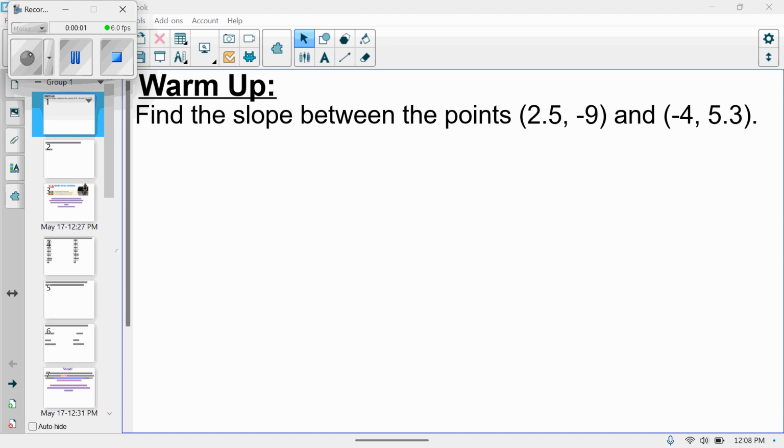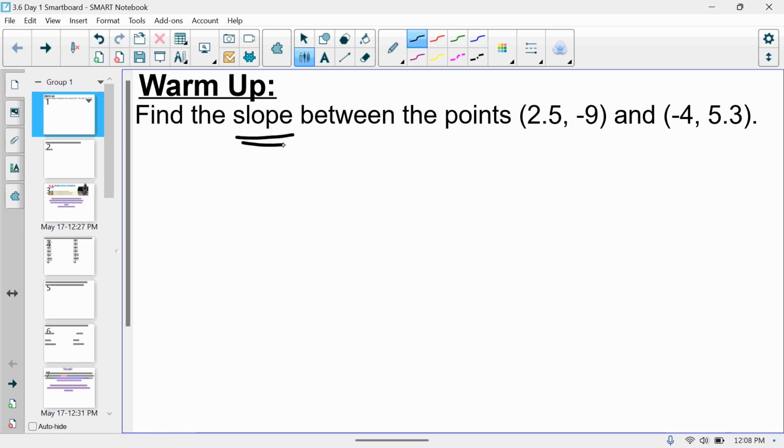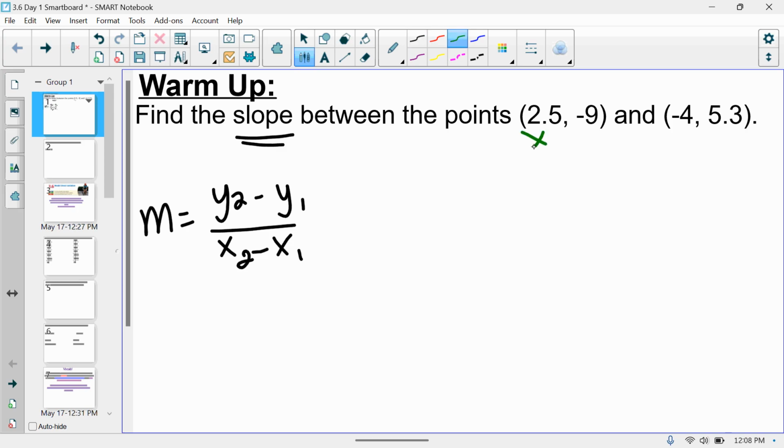Okay, if we had a picture in front of us and we wanted to find the slope, remember we could just count the rise over the run. If we don't have a picture, that's when we're going to be using this formula. Remember, M stands for the slope. So remember, the first thing we should probably do is label that X comes first in an ordered pair, then Y. And then remember, it doesn't really matter which one you call point 1 and which one you call point 2. I usually call the one that comes first in the sentence point 1 and the second one point 2.